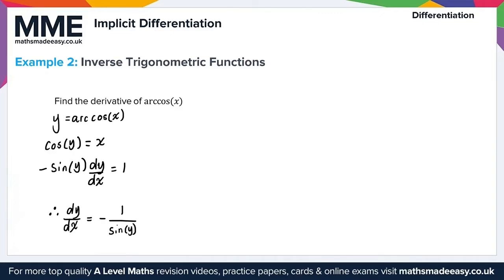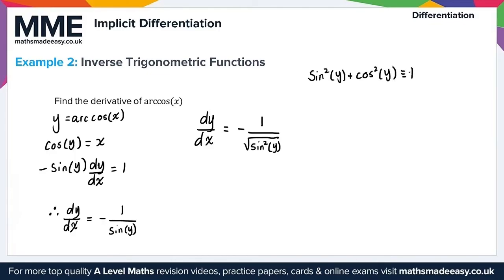Here now, like we've seen with the previous example for inverse trigonometric functions, what I'm going to do is rewrite this denominator. Rewriting the denominator ever so slightly, we can write this as minus 1 over the square root of sine squared of y. The reason we do this is so we can use our trigonometric identities, because we know sine squared of y plus cos squared of y is equivalent to 1. Rearranging for sine squared of y, sine squared of y is equivalent to 1 minus cos squared of y.